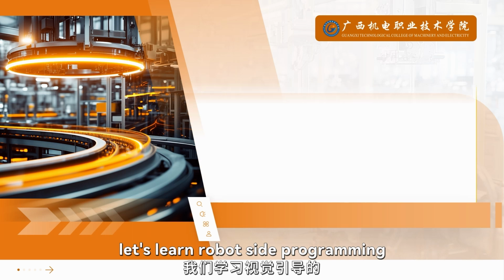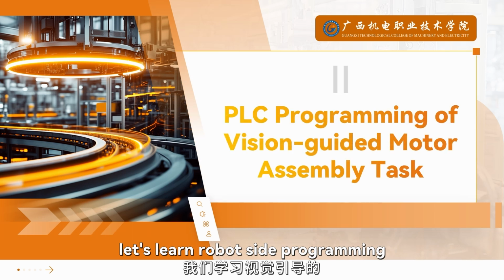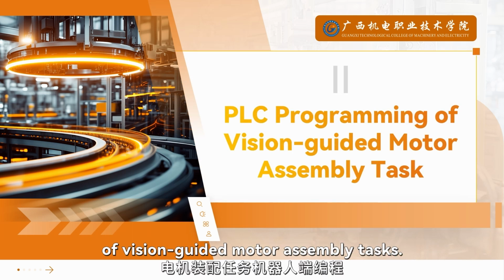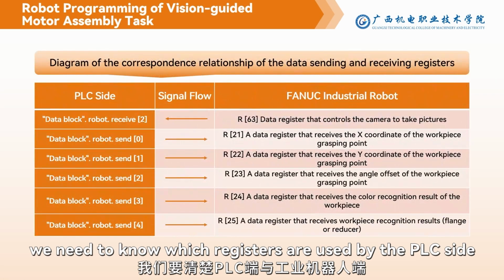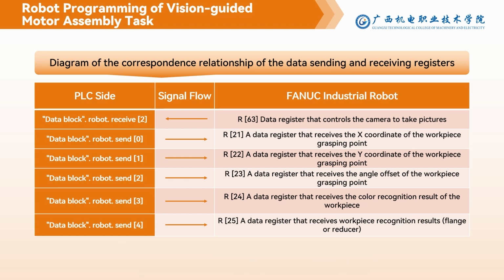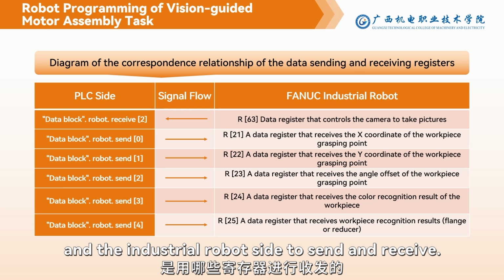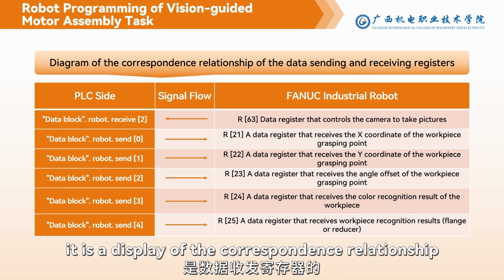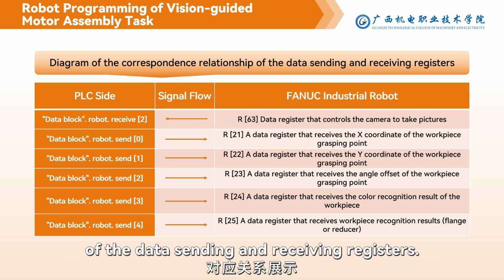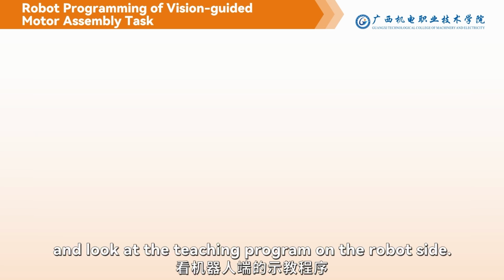Next, let's learn robot-side programming of vision-guided motor assembling tasks. First of all, we need to know which registers are used by the PLC side and the industrial robot side to send and receive. The table shows the correspondence relationship of the data sending and receiving registers. Let's continue and look at the teaching program on the robot side.